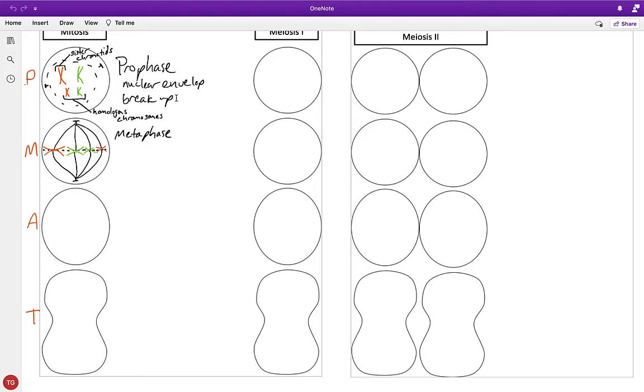Our next stage down here is anaphase. And so if we think about how we describe metaphase, we're going to have our sister chromatids line up on the equator. And if we think about anaphase, we are going to pull the sister chromatids towards the poles.